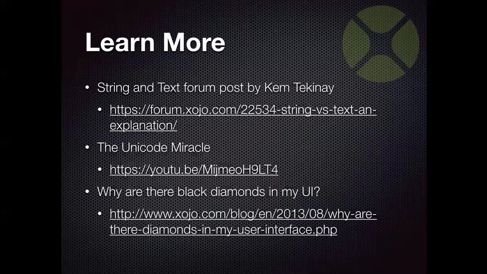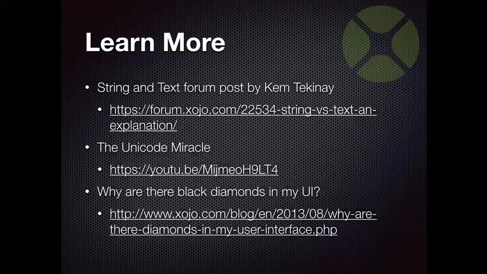Why are there black diamonds in my user interface? And this talks a little bit about what happens when your encodings essentially get out of sync and why these black things appear. It's essentially because your encodings aren't matching, and it doesn't know what the value is. If you've got a value in ISO Latin and it doesn't map to anything in UTF-8, well, what are you going to show? Turns out this black diamond is something that typically gets shown.